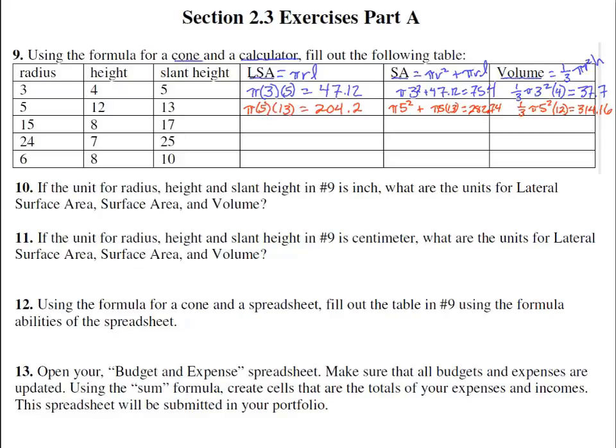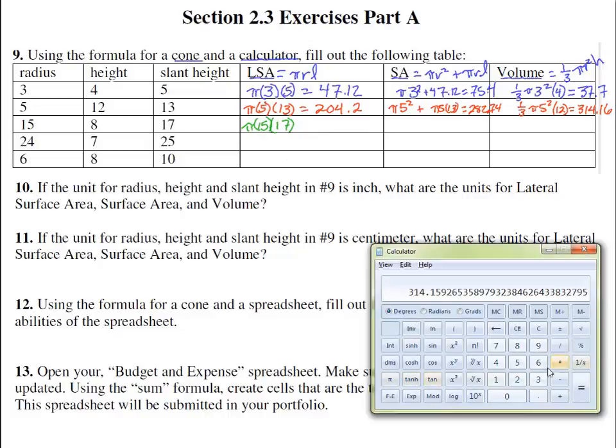Let's do the next one now. We have a radius of 15, a height of 8 and a slant height of 17. So for LSA, it's going to be pi times the radius, which is 15, times the L, which is 17. So pi times 15 times 17. Certainly don't know that one in my head. Pi times 15 times 17, and that equals 801.1.